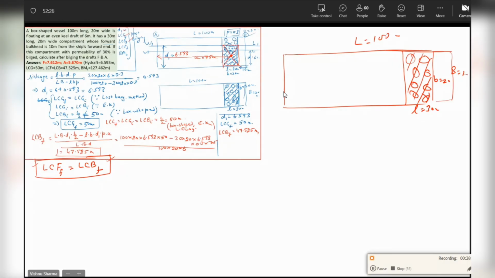If I take the moment of the whole water plane about the after perpendicular, and from there I remove the moment of the lost water plane, what will I be left with? The moment of the intact water plane area. Correct? And if the moment of the intact water plane area is divided by the intact water plane area, that will give you LCF, yes or no?